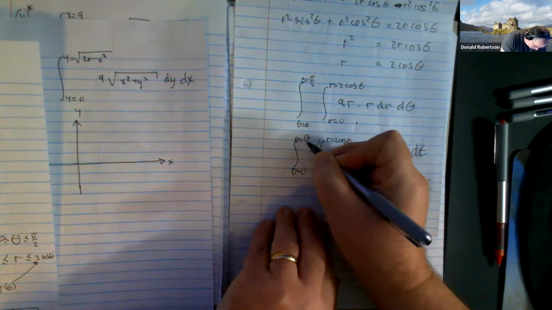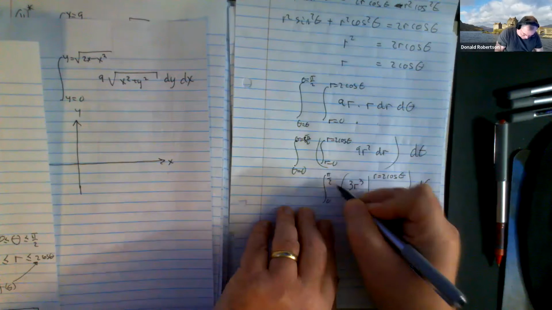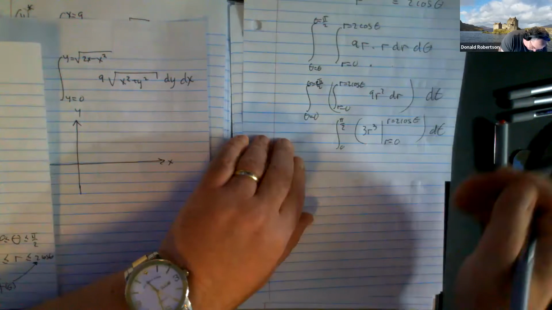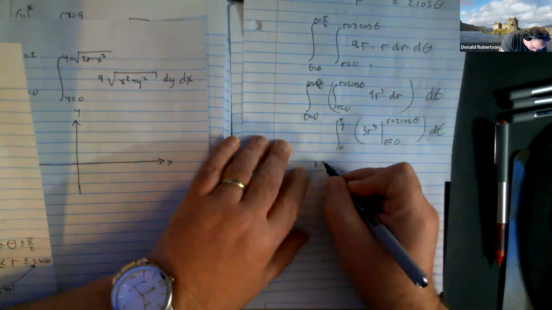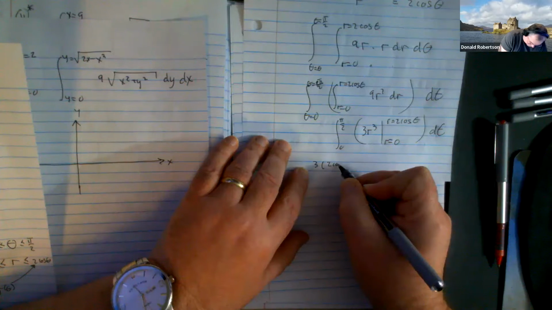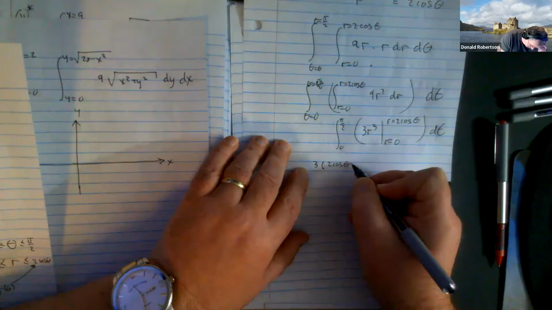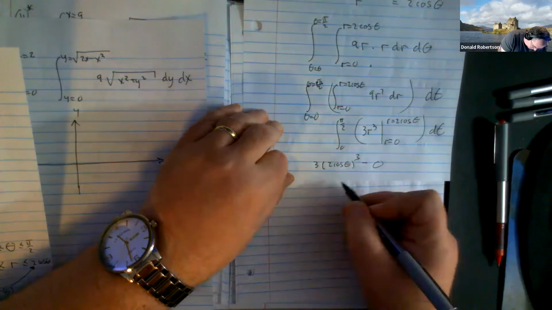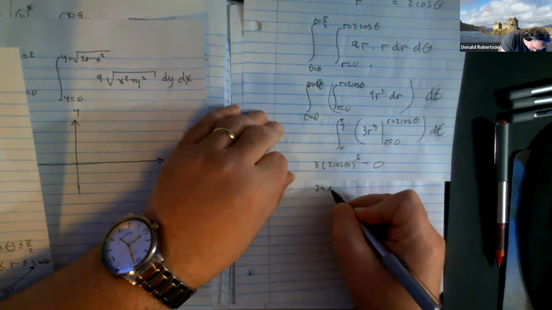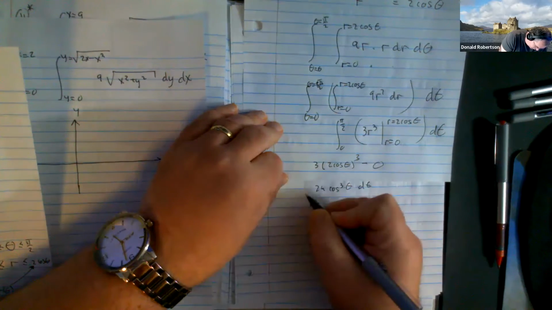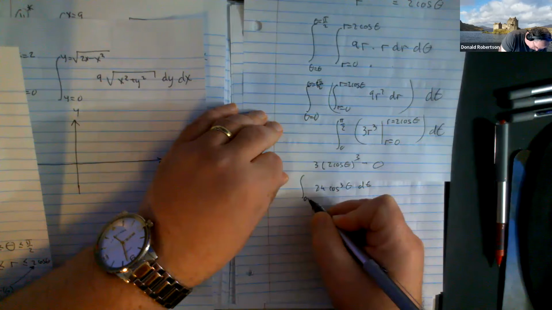It's pi upon 2, not 2 pi. So what's that going to look like? That's going to look like 3 times 2 cosine theta cubed, take away 3 times nothing, take away nothing, right? So I'm going to get 24 cos cubed, evaluated from 0 to half pi.